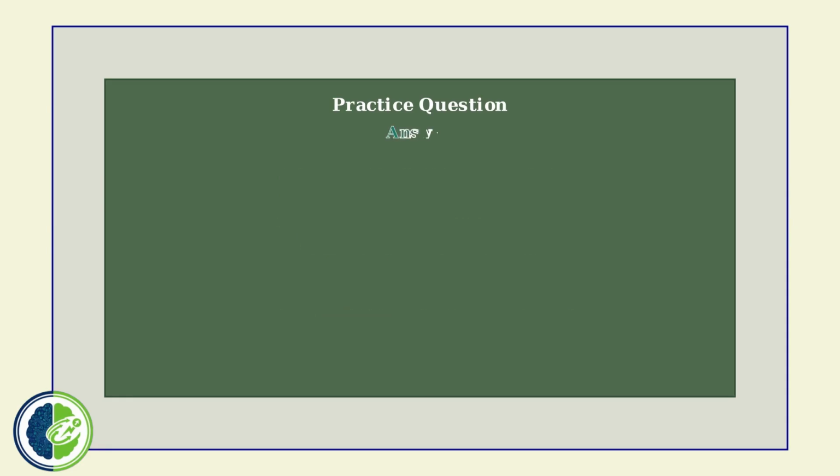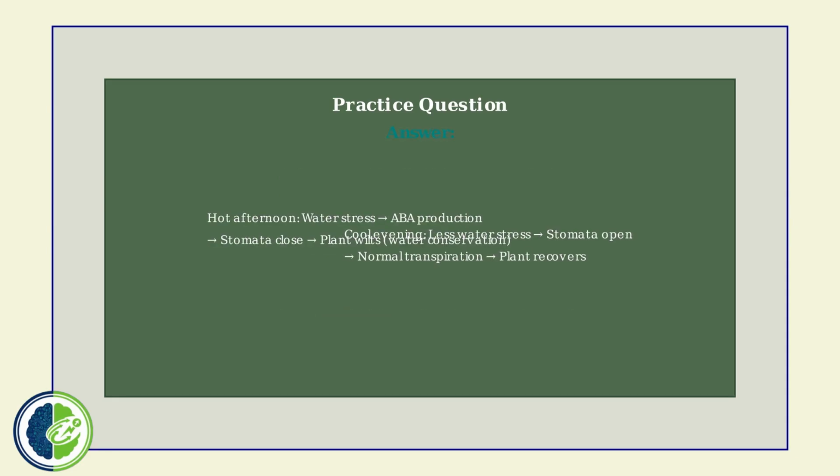Here's the answer. During the hot afternoon, the plant loses water quickly through transpiration. The ABA hormone signals the guard cells to close the stomata to prevent further water loss, causing the plant to wilt. In the cooler evening, water stress decreases, stomata can open again, and the plant recovers. This is a natural adaptation to conserve water.